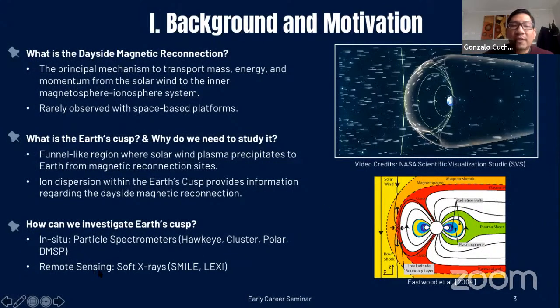Also, we can use remote sensing techniques in which the data is acquired from a distant vantage, and usually is an image. In this case, there are 2 missions that will be launched in a couple of years, 2 or 3 years, SMILE and LEXI, and they will observe soft X-rays. The soft X-rays are generated through the charge exchange interaction between solar wind ions and the terrestrial exosphere. That interaction creates soft X-rays that can be obtained in an imager, and then this image can provide information of the densities in the magnetosheath and the cusp, and also the dynamics, movement within this region.